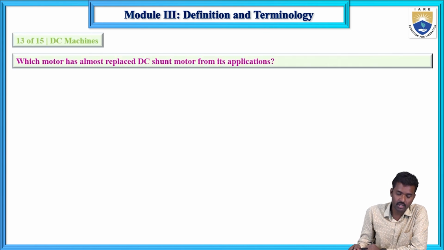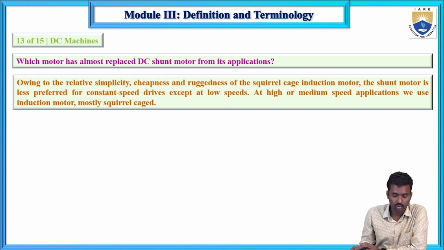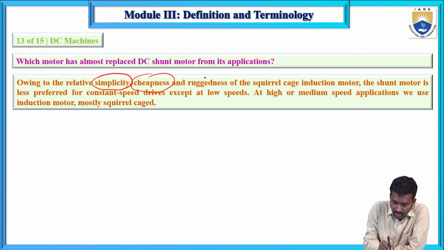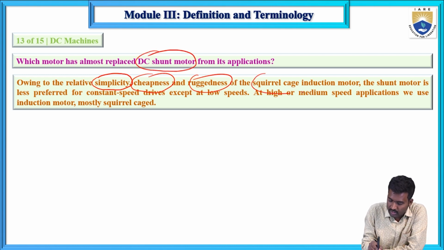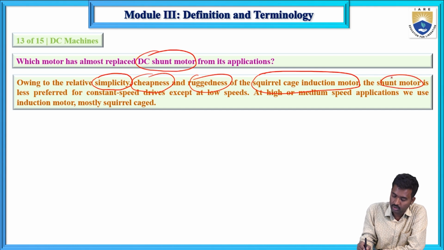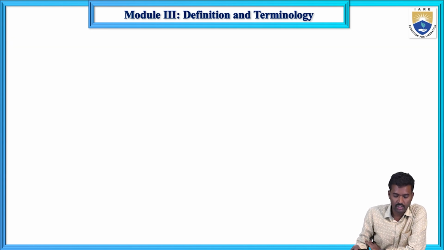Next, the 13th one. Which motor has almost replaced the DC shunt motor in its applications? Due to relative simplicity, cheapness and ruggedness, the squirrel cage induction motor has replaced the DC shunt motor, while the DC series motor is replaced by the wound rotor. DC shunt motors are less preferred for constant speed drives except at low speed. At high and medium speed applications, we use induction motors, mostly squirrel cage.